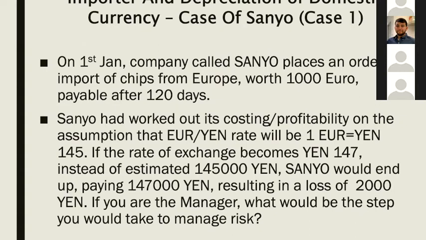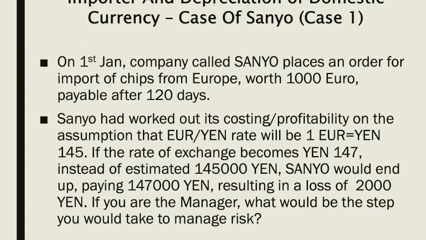Now we are going to look at some examples. Let's look at this example of an importer and depreciation of domestic currency. What happens when domestic currency is depreciating? What happens to the importer? Let's say Sanyo is a Japanese company and this Japanese company is an importer. Have you heard about Sanyo? Yes, electrical appliances. Sanyo makes electrical appliances and sells all over the world. It's a well-known Japanese company.